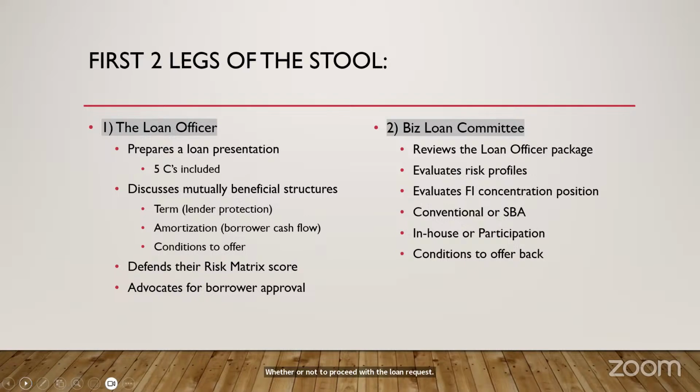So the second leg of the stool is the business loan committee. What they do is, again, they review the loan officer package and the loan presentation that the loan officer provides. What they also do is they evaluate the risk profiles. And by doing so, they determine exactly, we review, essentially, each business has what's called a NAICS code. And based off of their market, it determines whether or not it might not be the best time to go into a specific business.